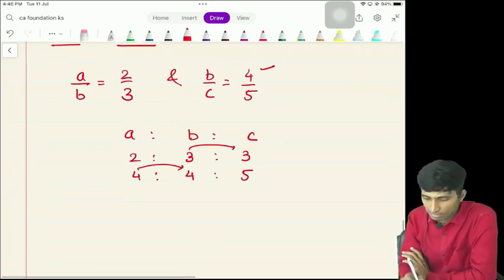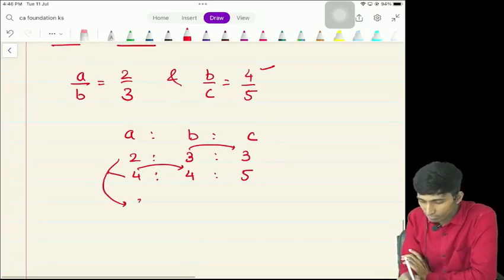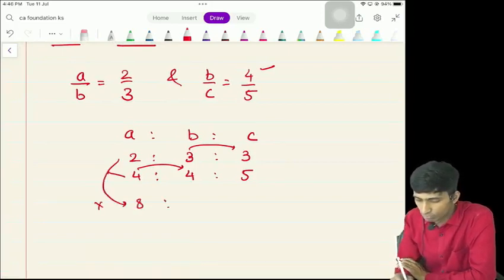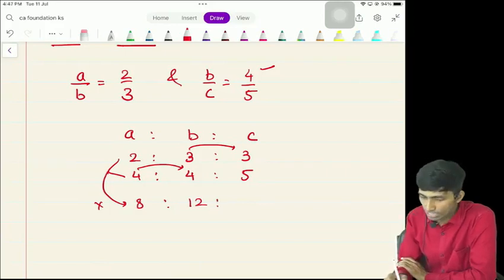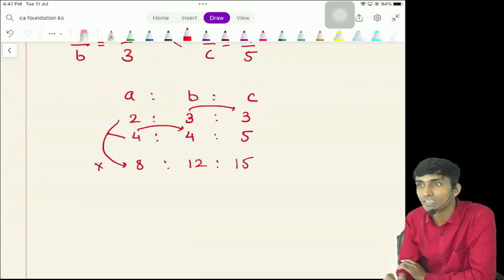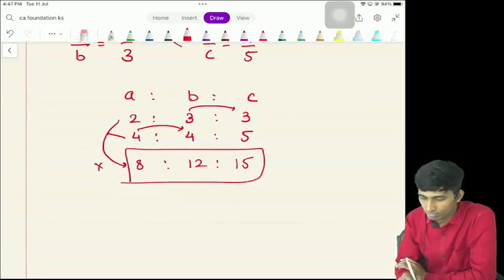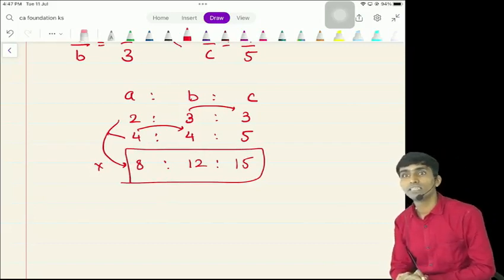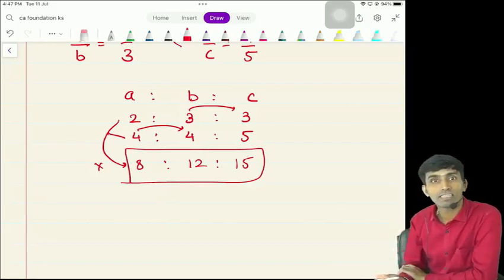Now multiply this. 4 2s are 8. 4 3s are 12. 5 3s are 15. Now cancel. Can you cancel this? This is continuous form. Easy? Are you clear on the idea? Shortcut.